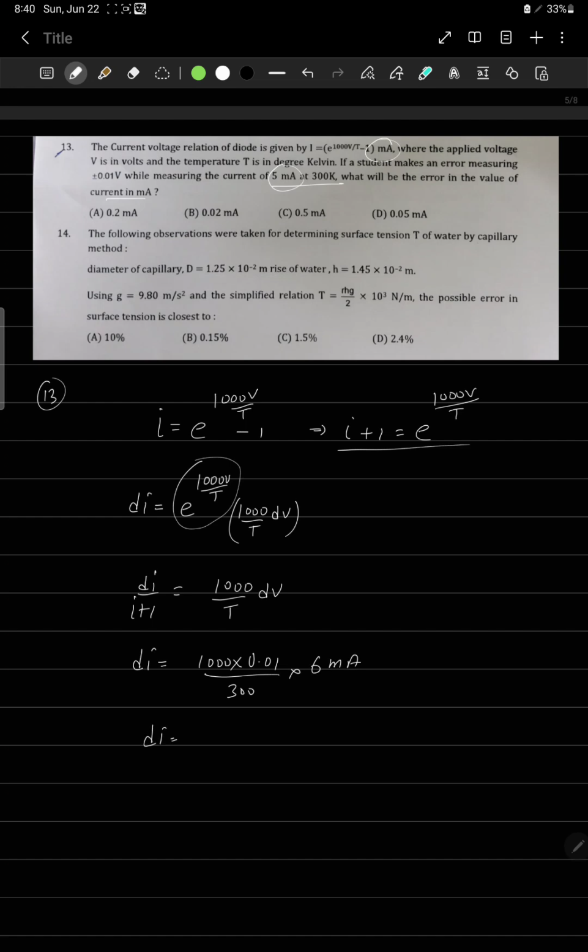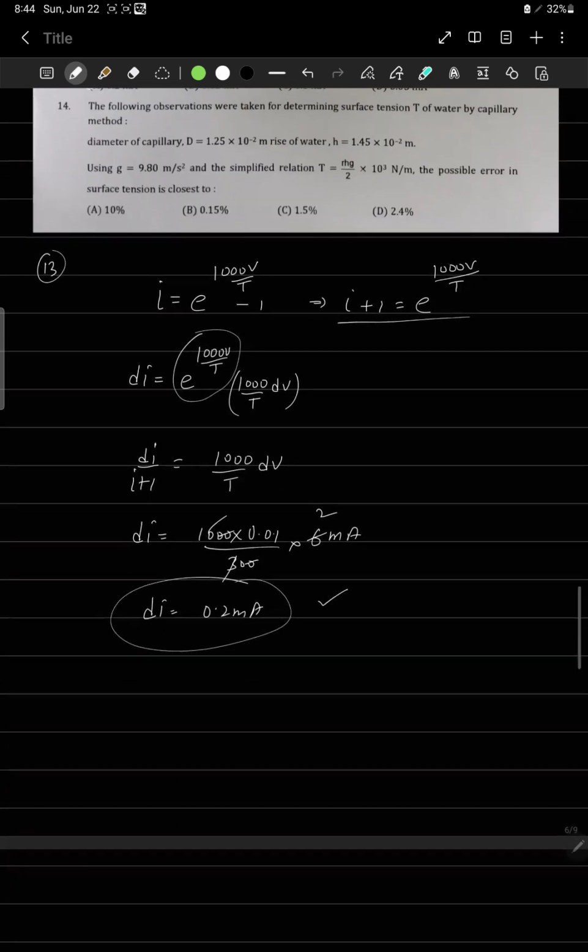So when we solve this one, the 1000 and 0.01 cancel out here, and 0.2 milliampere is coming. So option A is correct. Clear? Let's move to the next question.